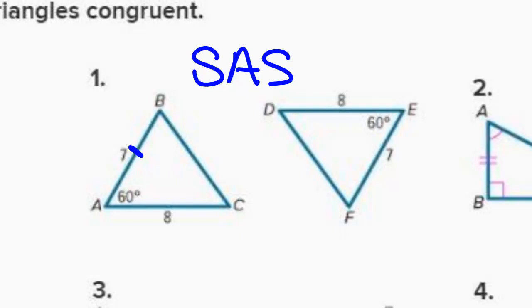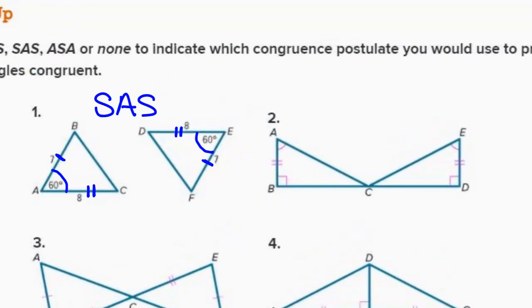We have a side that is marked as 7 on both of these triangles, so there's my side. We have a side that's marked as 8 on both of these triangles, so that's another side. To use side, angle, side, I then need the angle in between those two sides, the included angle, and that's my 60-degree angle right here. It is sandwiched in between those two congruent sides.